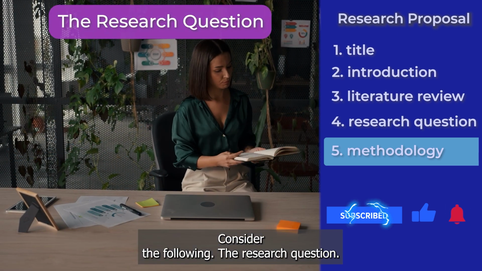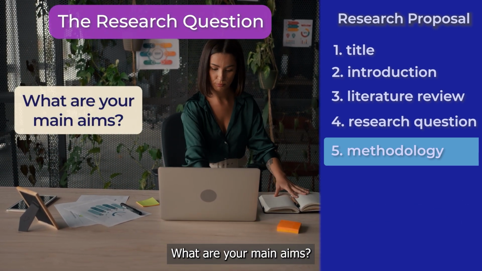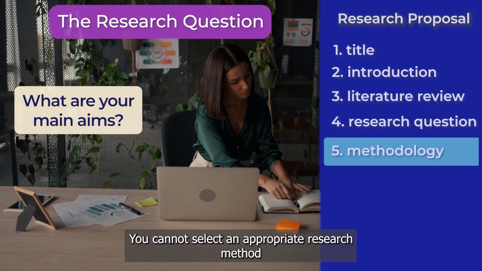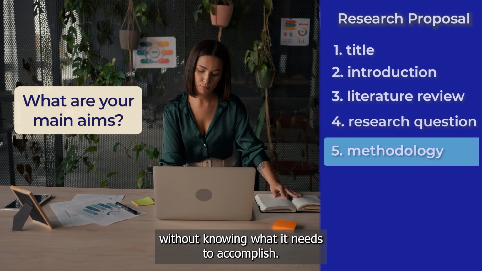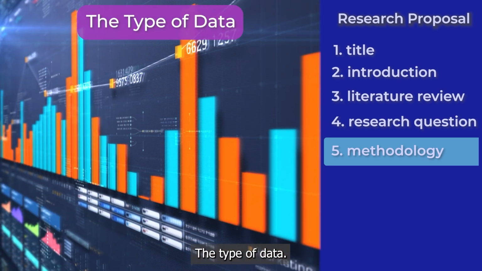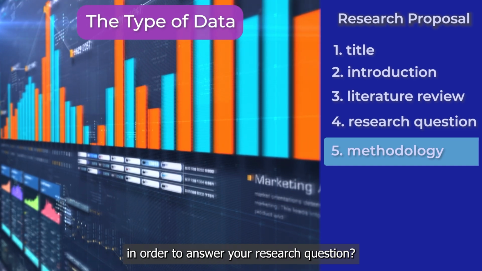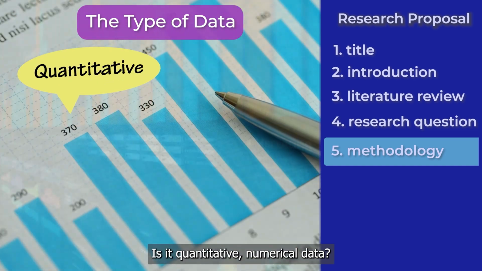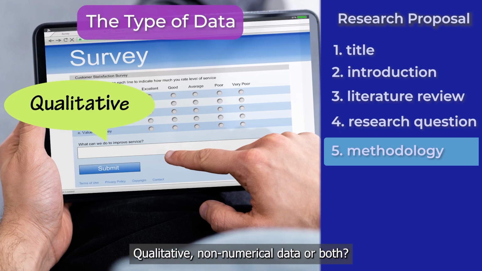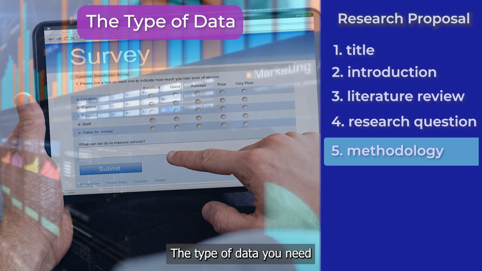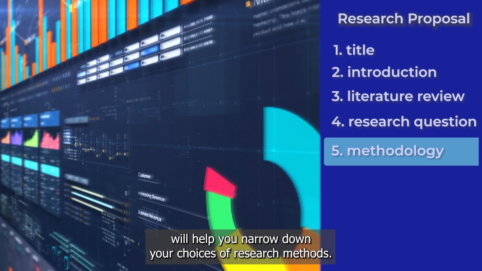The research question. What do you want to find out? What are your main aims? You cannot select an appropriate research method without knowing what it needs to accomplish. The type of data. What type of data do you need to collect in order to answer your research question? Is it quantitative, numerical data, qualitative, non-numerical data, or both? The type of data you need will help you narrow down your choices of research methods.